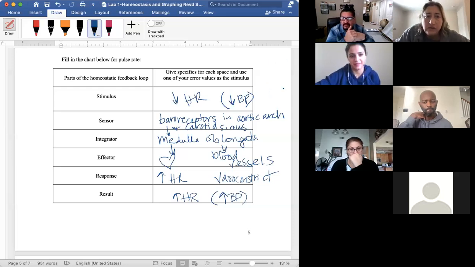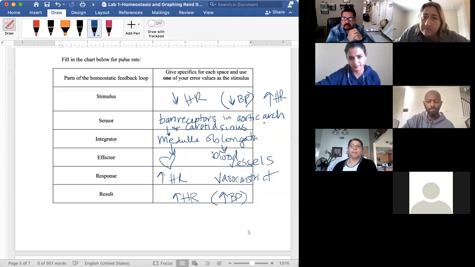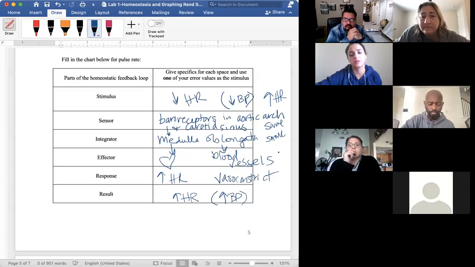Okay, so if we had an increase in heart rate, would this be the same? Would the sensor be the same? I would say yes. Okay. Would the integrator be the same? Yes. Good. Would the effector be the same? Yes.